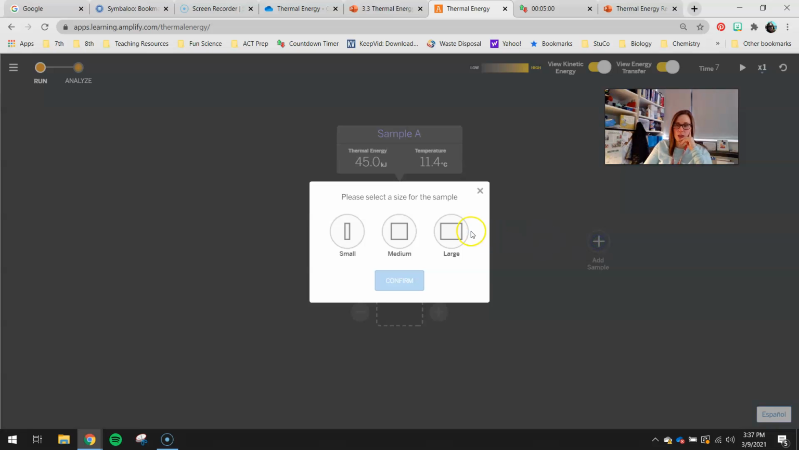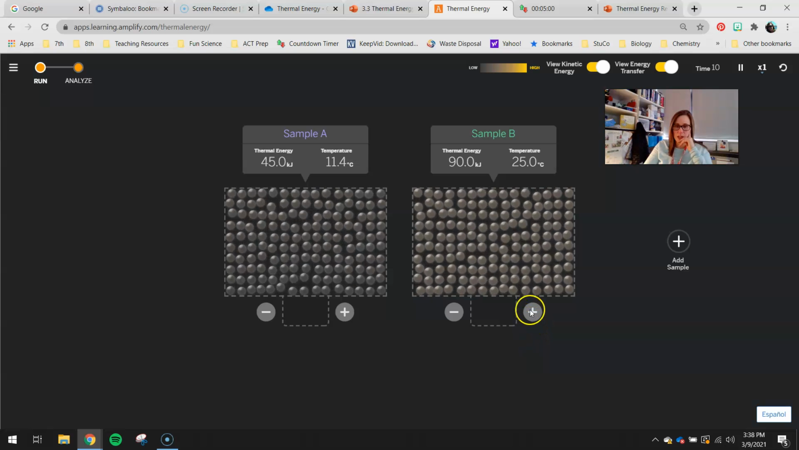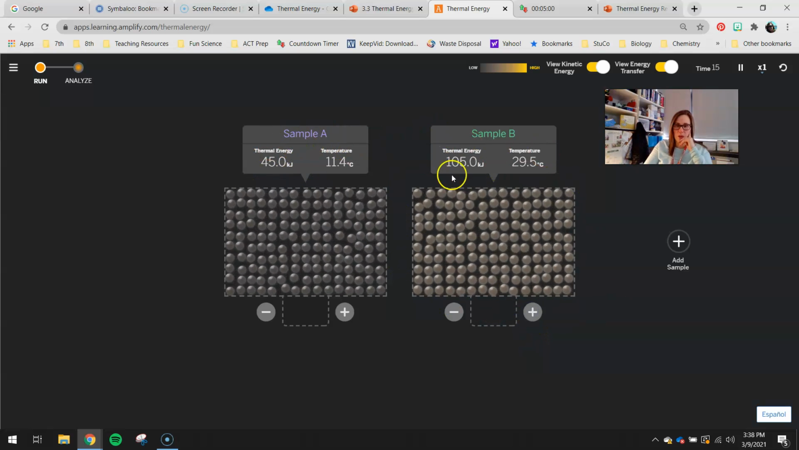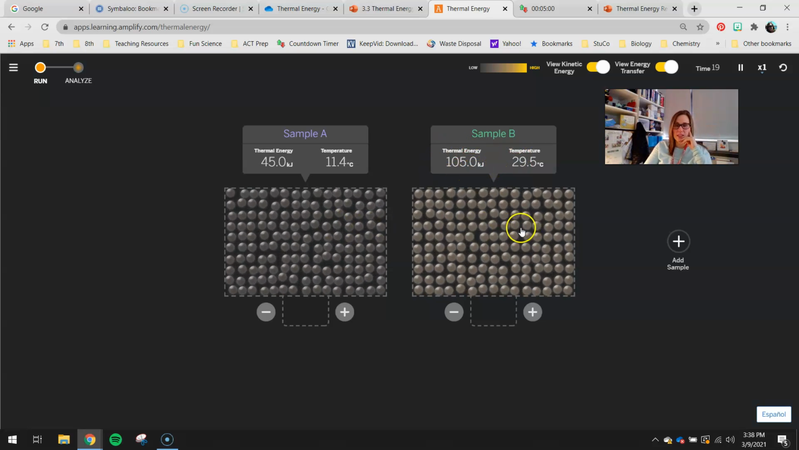Okay, and then you're gonna do a large sample to represent the groundwater, but we're only gonna heat that up to 29.5. So that's pretty close to our temperature of 30. So 29.5, so just click it once. So now you guys can see we have a different thermal energy to start versus the last one, where we had the same thermal energy.